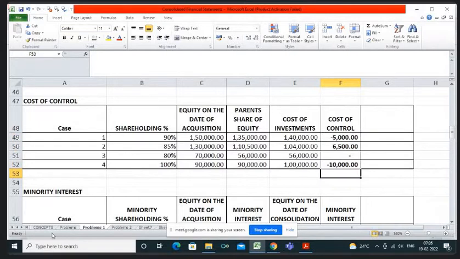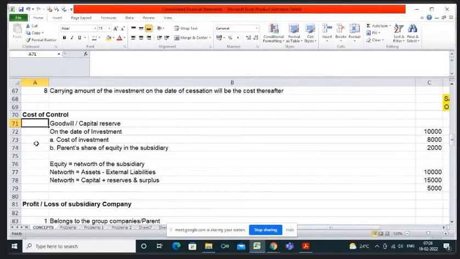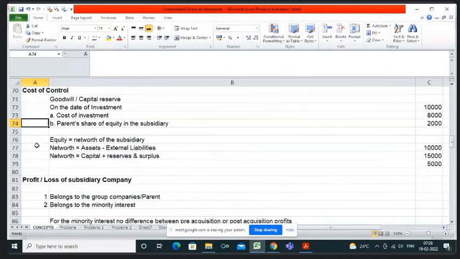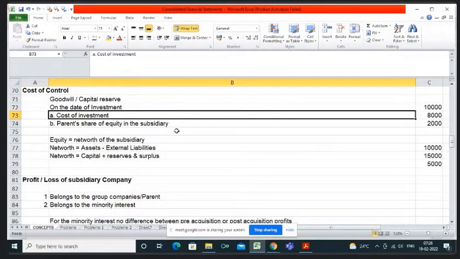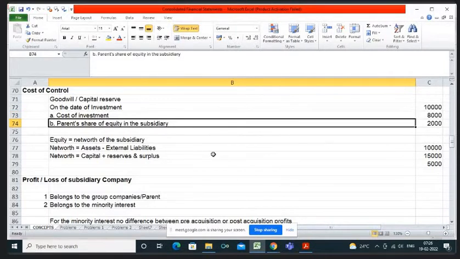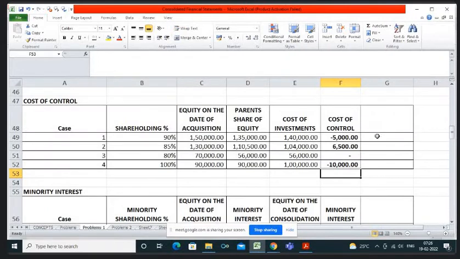So if you look at the formula for the cost of control, it can be either the cost of investment may be more, or parent's share of equity may be more. Based on that, we will designate that as a goodwill or capital reserve. So in this case, which is more? The cost of investment is more. Since the cost of investment is more, it will be called as a goodwill.